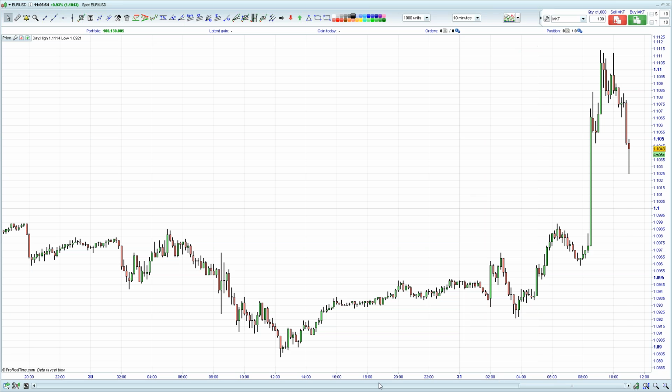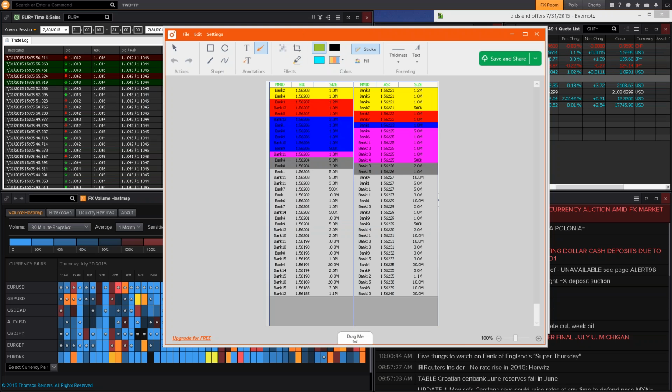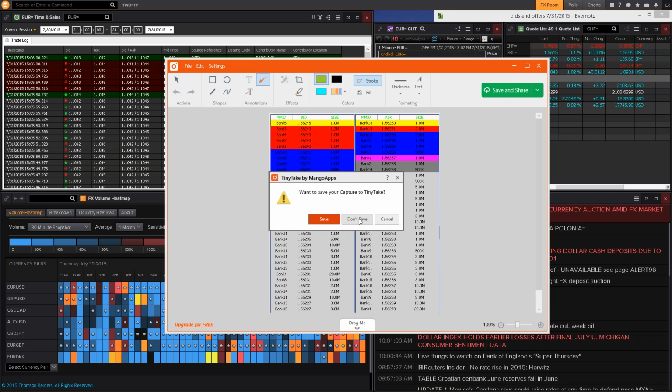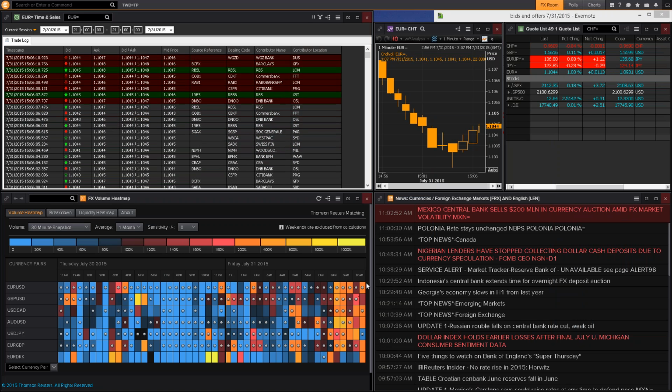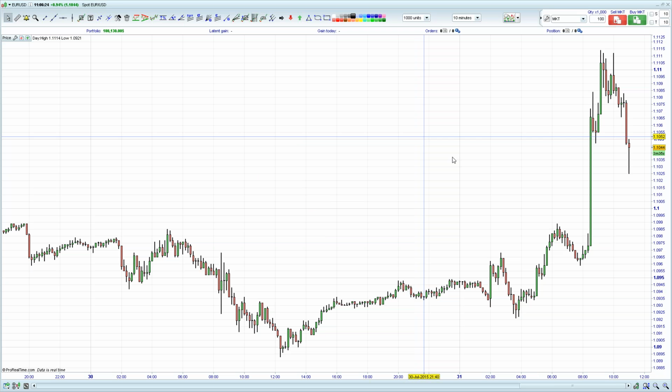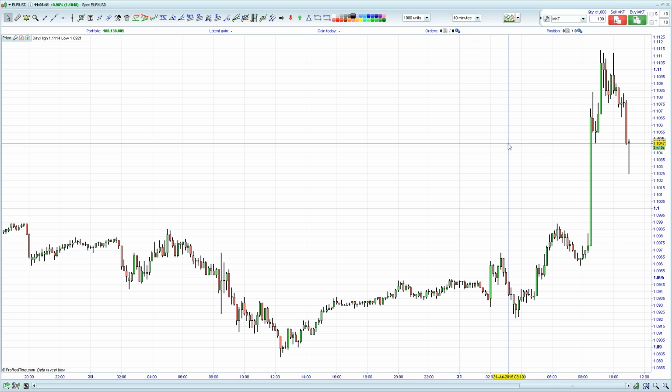So basically what I see is this. Like how many bids and offers are actually inside these boxes, right? And who's in charge? Buyers or sellers?